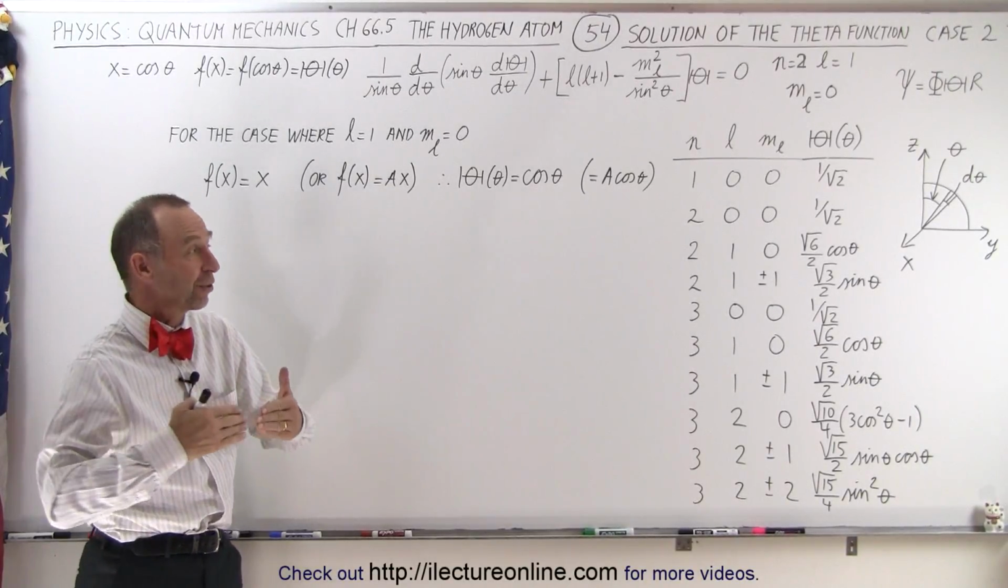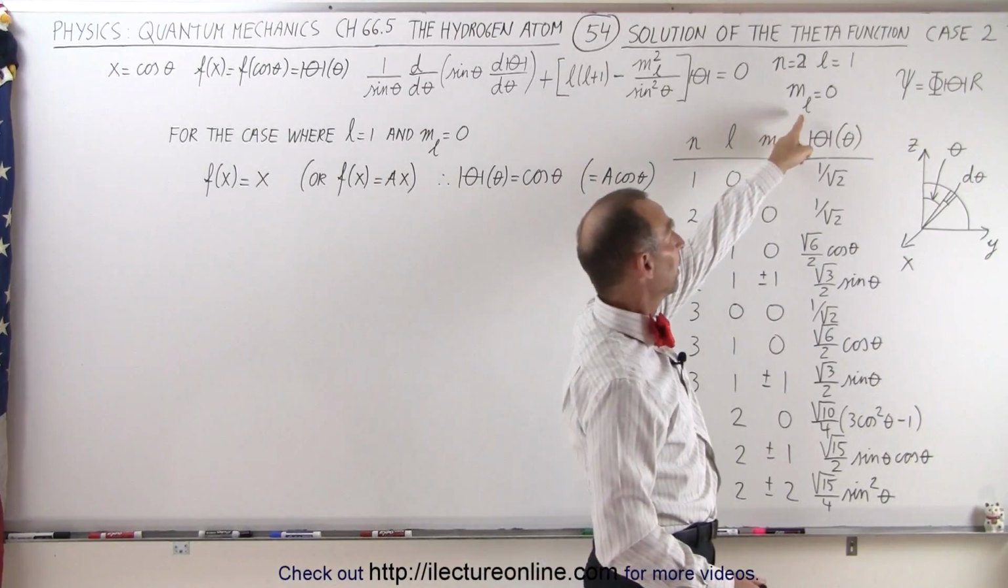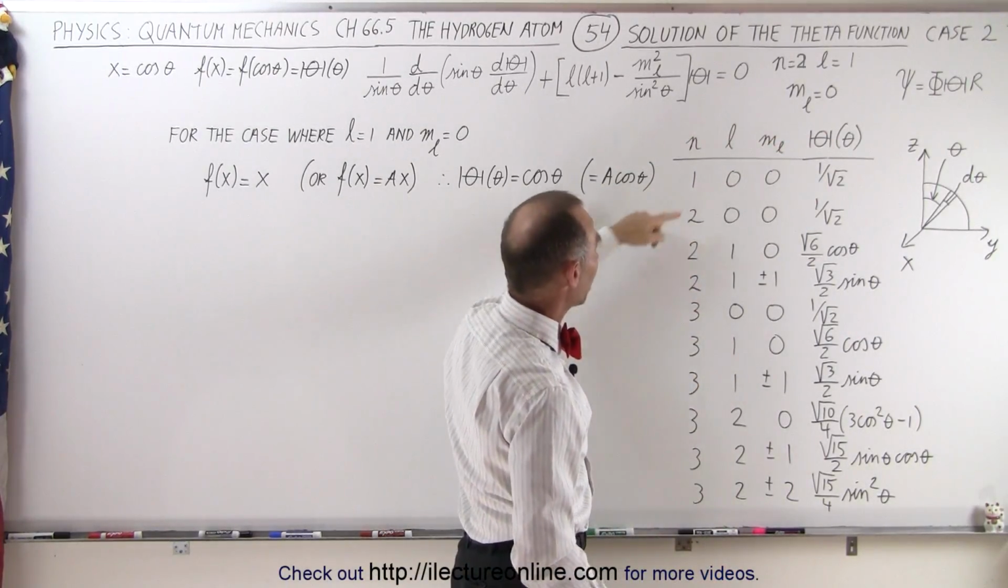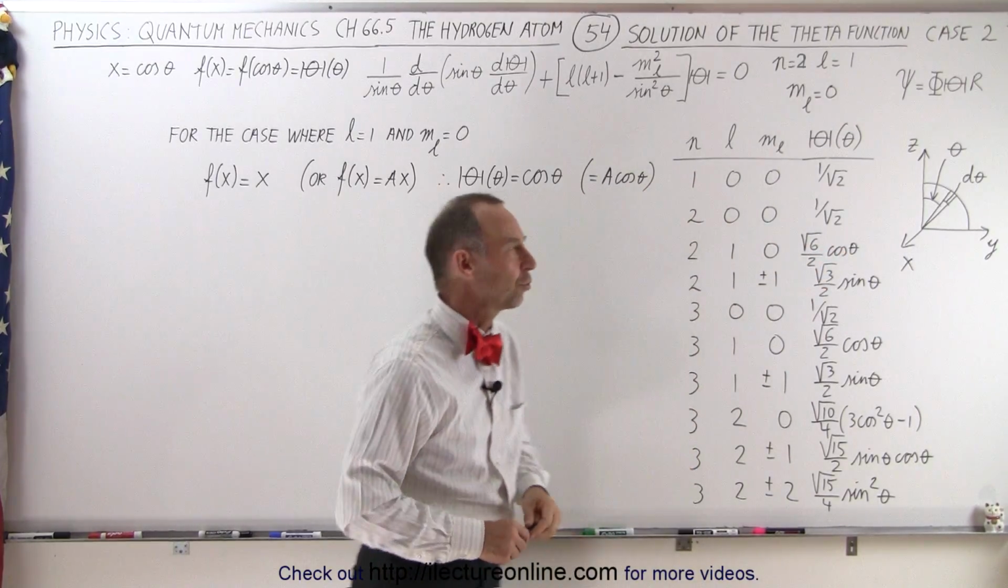Here we're trying to find the specific solution for the case where L is equal to 1 and M sub L is equal to 0. And from the table, you can see that that's what it's going to look like. Now, how do we get that as a solution?